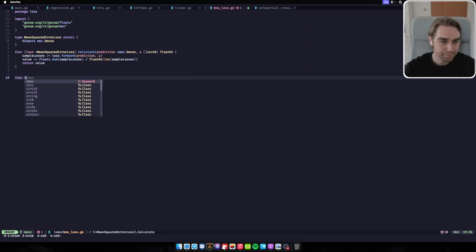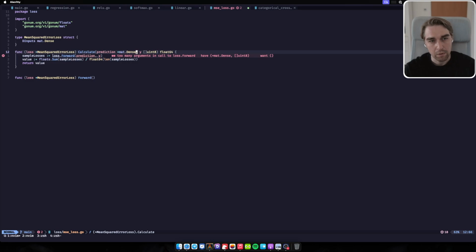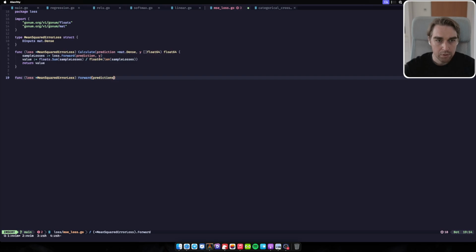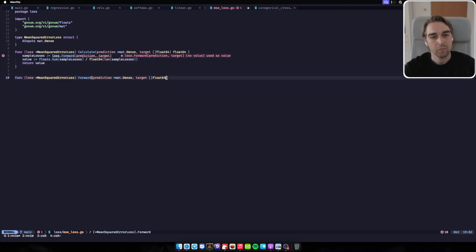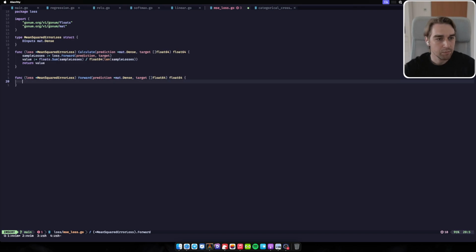Yes, I will have this one. Then I have loss mean squared error forward that takes predictions and the ground truth, which actually in this case is different, right? Because here we will have it as float 64. And then we'll have here prediction, and we have target float 64. I will change targets, and here targets, and it returns float 64, right?